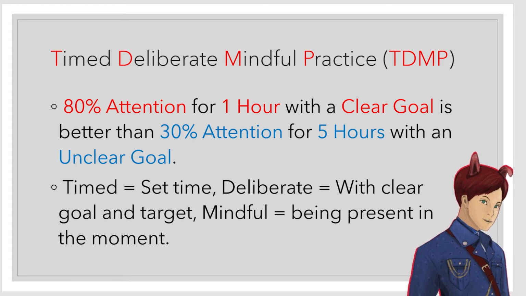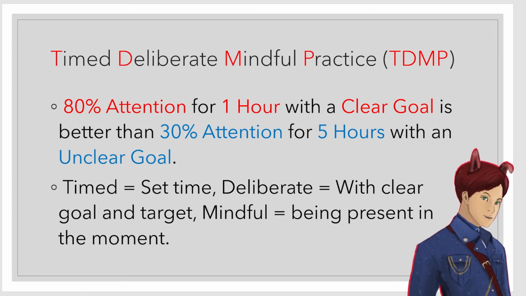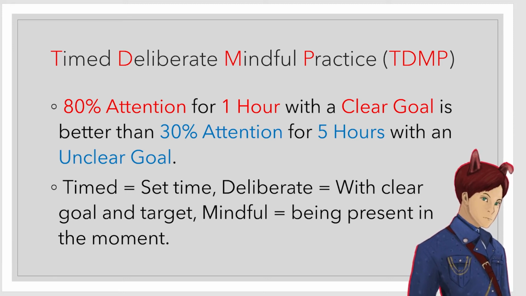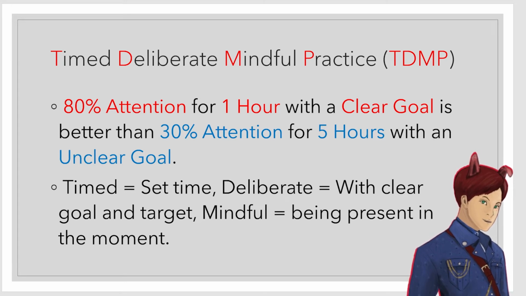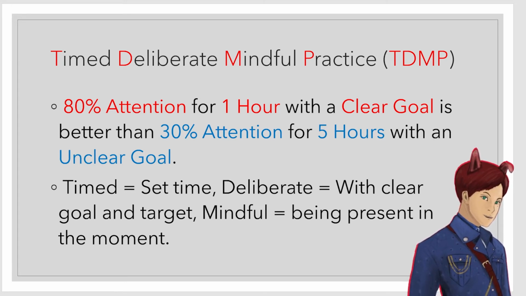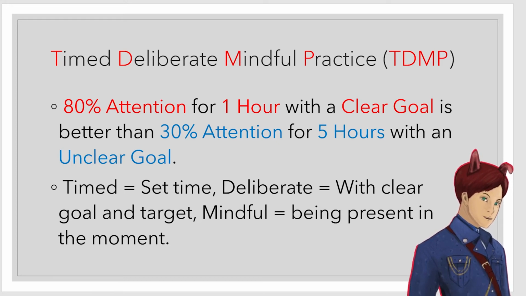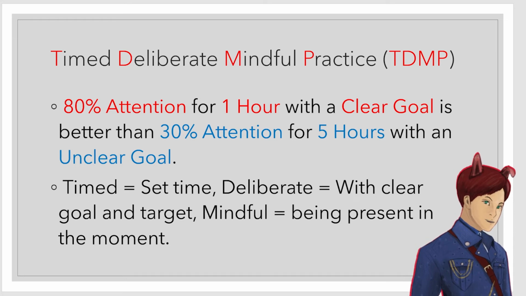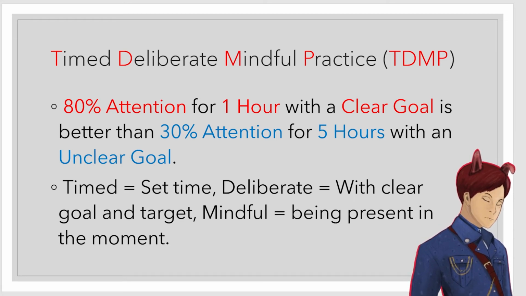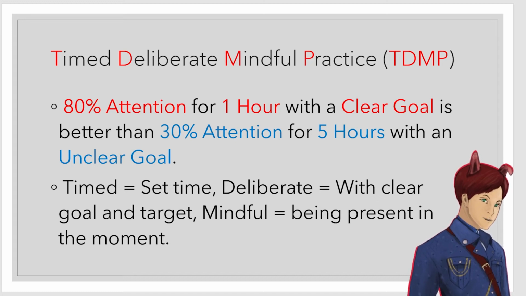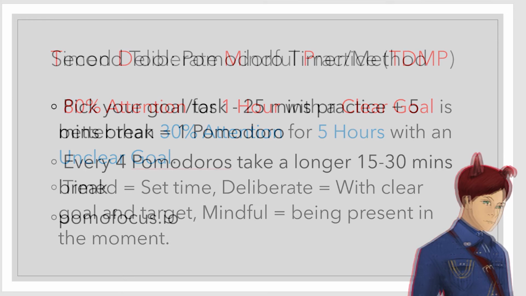So as I wrote there, 80% of your attention for 1 hour with a clear goal will always be better than 30% of your attention for 5 hours with an unclear goal. So you don't necessarily say I'm gonna draw for 8 hours, but you're losing focus all over the place, and you think, okay, I did 8 hours, I'm gonna improve a lot. It's better to have a more focused, specified, high level of attention for a shorter amount of time, with a clear goal of I want to get better at drawing hands or something like that, in order to actually improve faster.